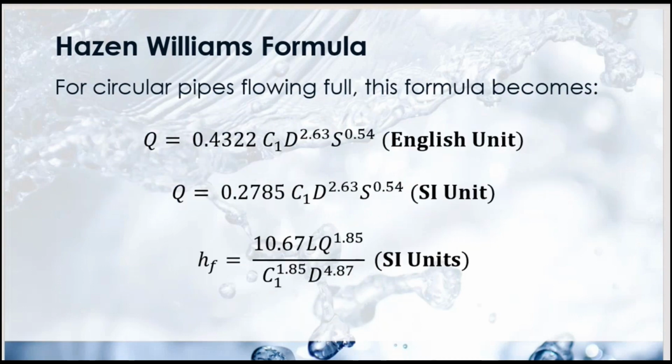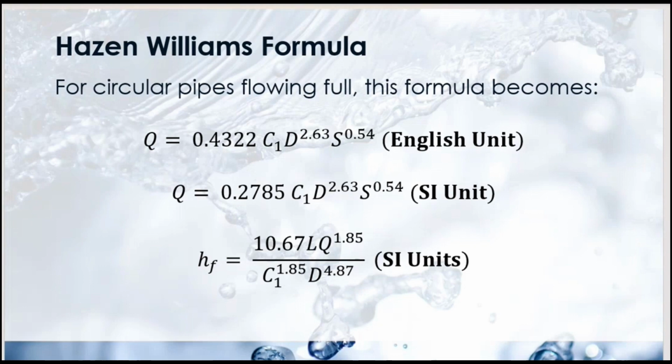So for pipes flowing full, we have the formula for the discharge. In English units, we have 0.4322 C sub 1 D raised to 2.63 multiplied by S raised to 0.54. It is the same as the first one in SI, but instead of 0.4322, this is 0.2785. That is for the discharge.